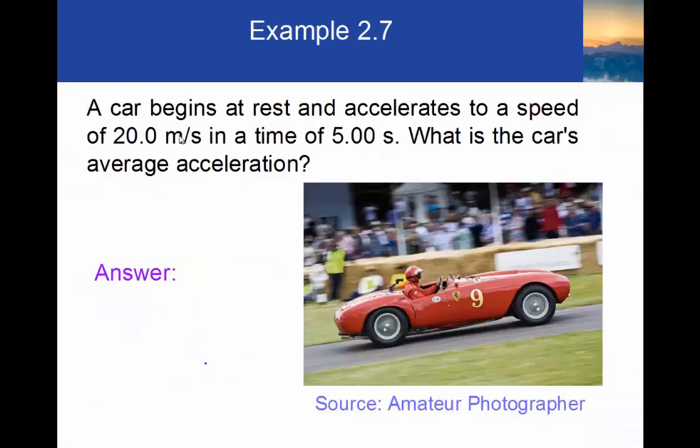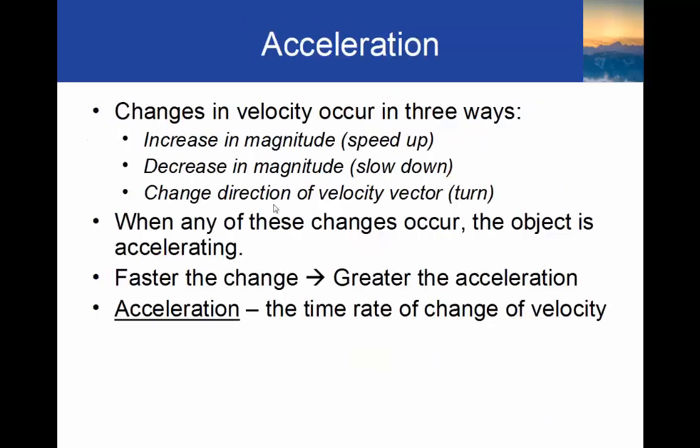For our next example, we have a car, and the car begins at rest and accelerates to a speed of 20 meters per second in a time of 5 seconds. And so it wants to know, what is the car's average acceleration? So looking in our notes, acceleration is defined as basically the change in velocity. And so if you speed up, slow down, or change direction, you have an acceleration.